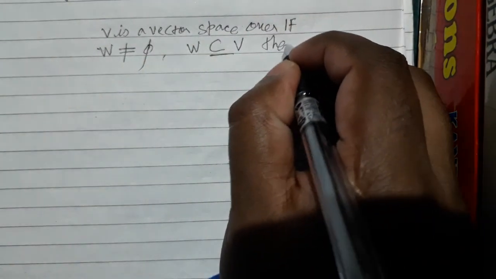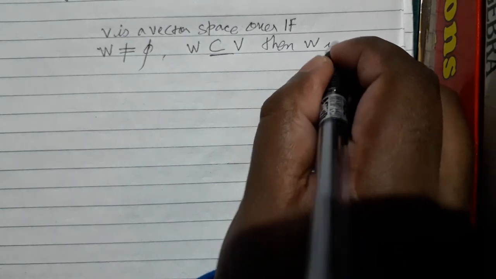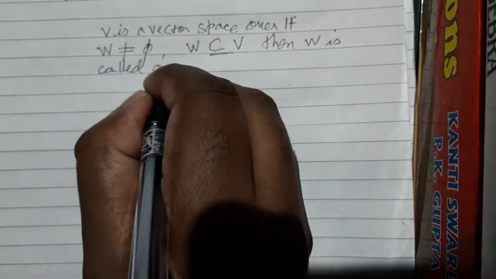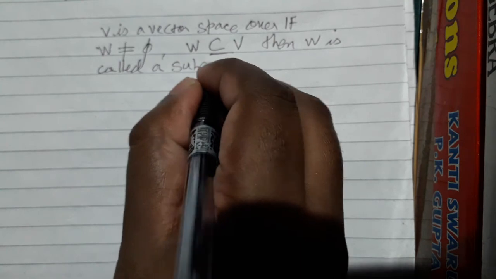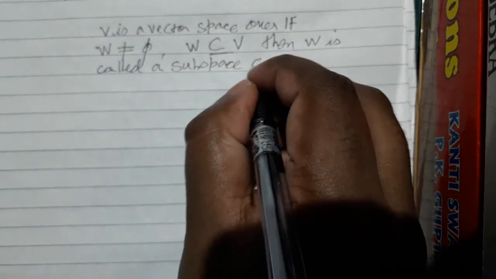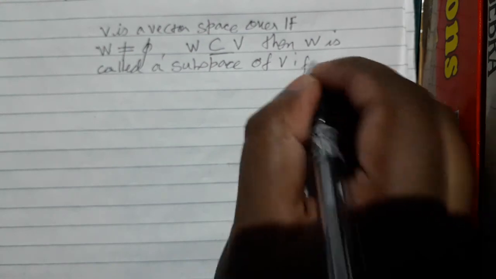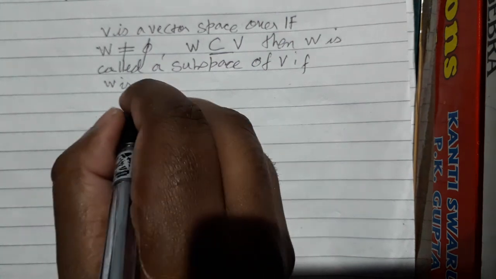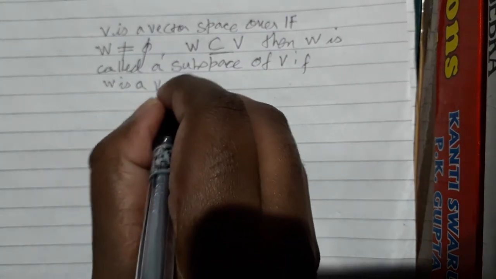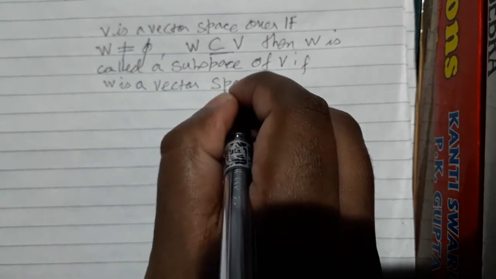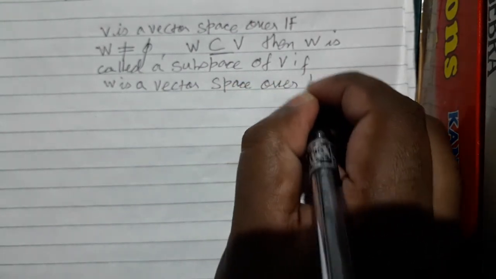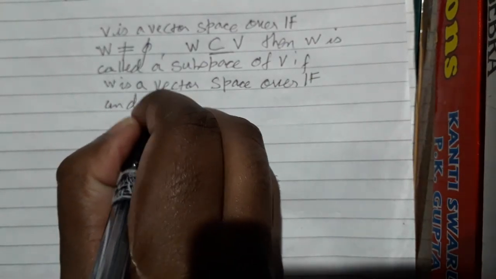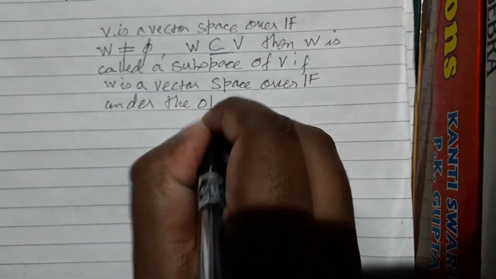Then W is called a subspace of V if W is a vector space over F under the operation of V. It means it is forming a vector space under the same operation as V.